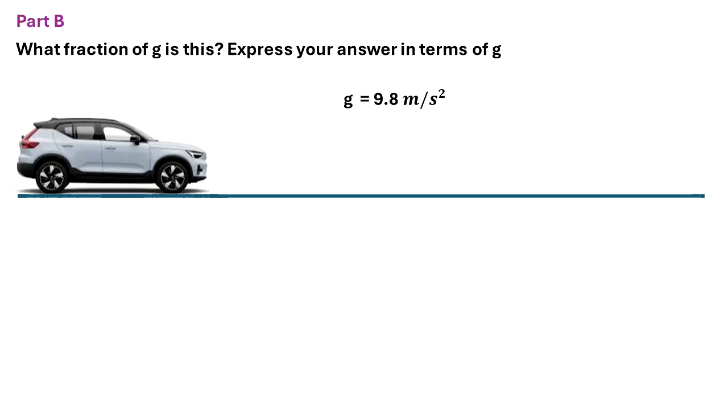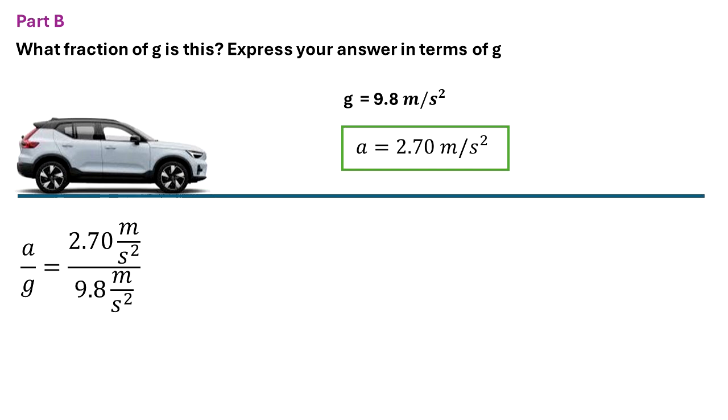Now part B. What fraction of g is this? Express your answer in terms of g. We know that the acceleration of gravity, g, is approximately 9.8 meters per second squared at sea level. We want to know what fraction of that g is the acceleration that we found. That means that we have to calculate a over g.